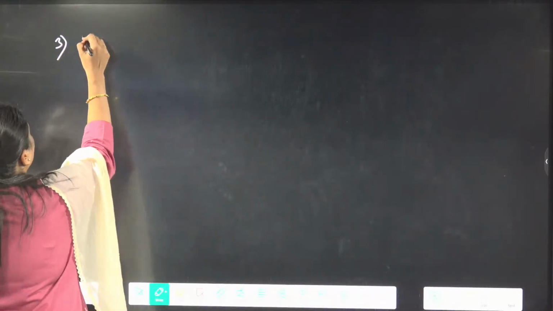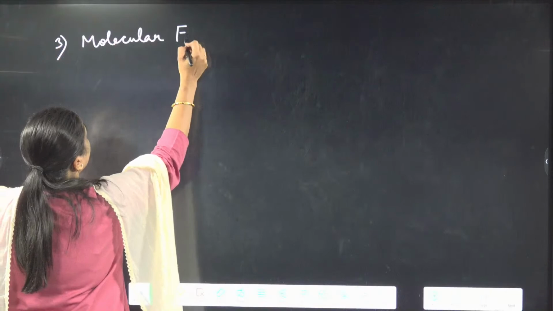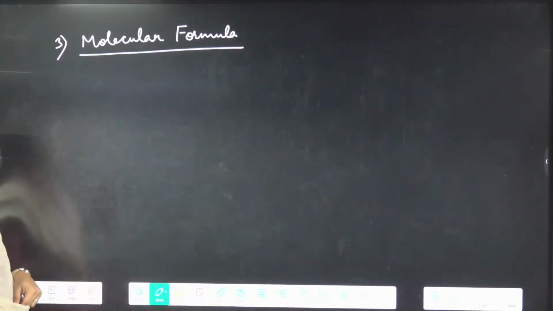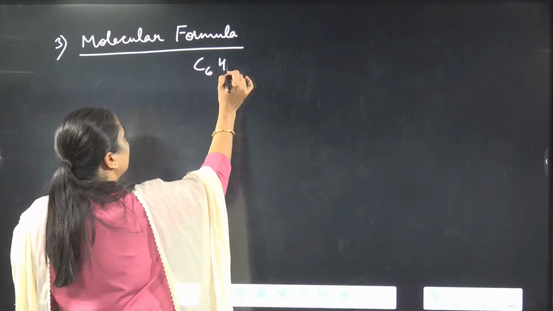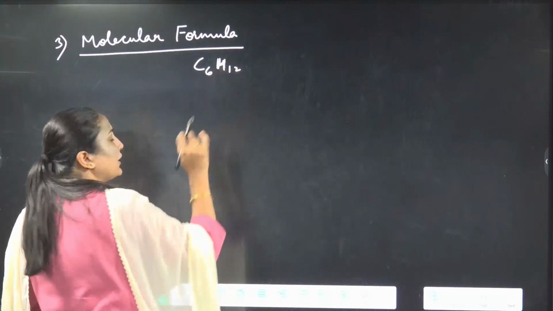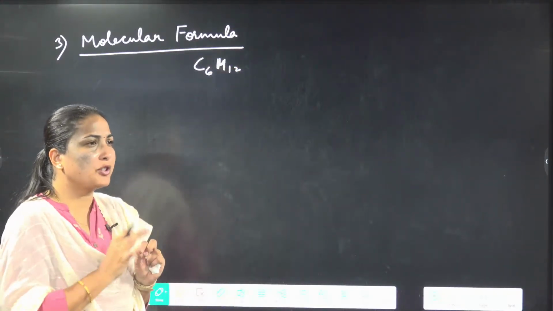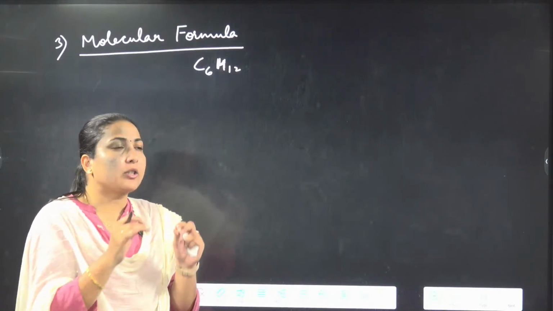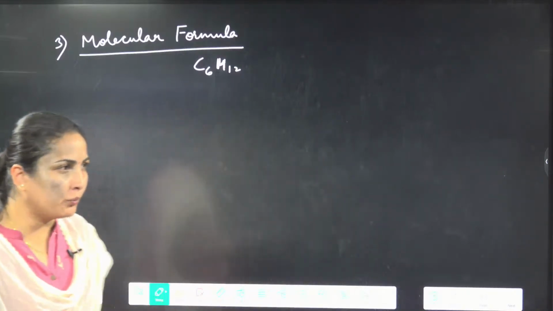Now next is molecular formula. What is a molecular formula? Basically molecular formula, suppose if I write something like C6H12. So it is telling me basically in this one molecule, there are 6 atoms of this element carbon and there are 12 atoms of this element hydrogen. So that's what is the information which is being conveyed by your molecular formula over here, right?